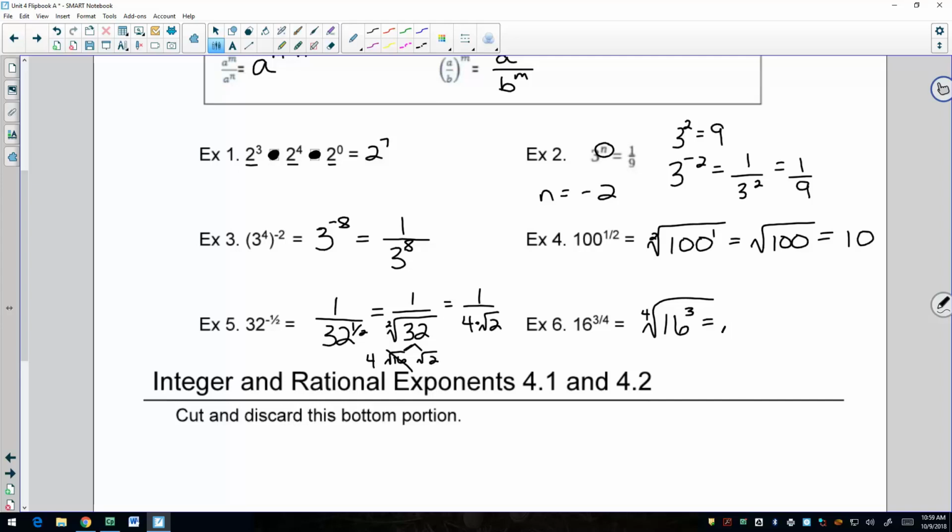So 16 to the 3rd, that is 16 times 16 times 16, that's 4,096. Now you're going to take the 4th root of it. Basically what you're doing, and what your calculator is doing, is finding what number times itself 4 times gives you 4,096. Now you can use your calculator to do this. If you don't know how to do it on the calculator, I will show you in class, or you can see me. But you want to basically look for the root button, and you want to put a 4 in the root spot. Turns out it's 8. 8 times 8 times 8 times 8 would give you 4,096. And that is it for lesson 4.1 and 4.2.